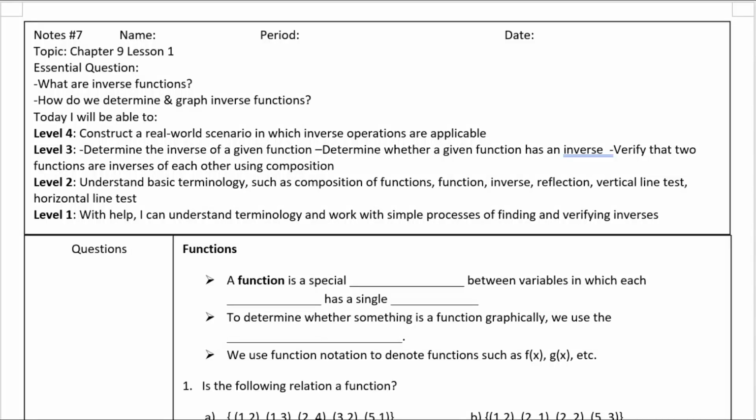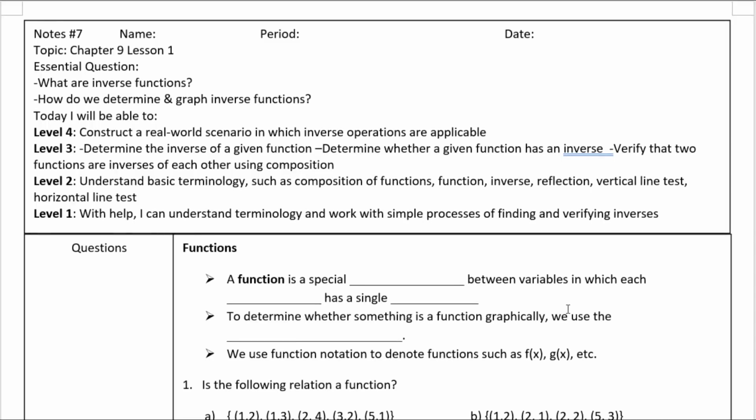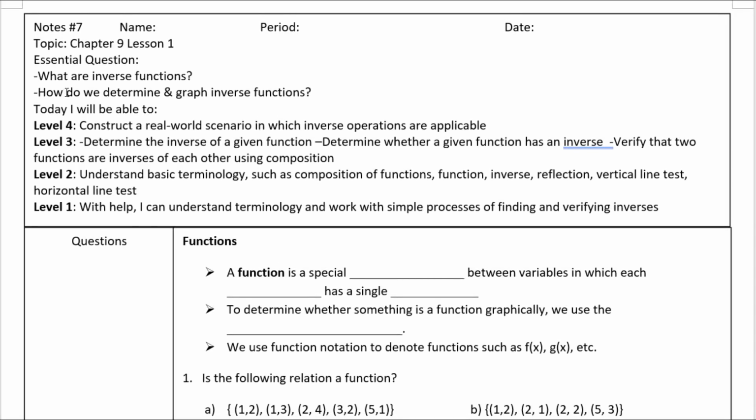Alright guys, welcome. Today we're going to be doing a lesson on inverse functions. Basically, the objective, if you will, is to be able to determine the inverse of a function, determine whether it has an inverse, and verify that given functions are inverses of each other.